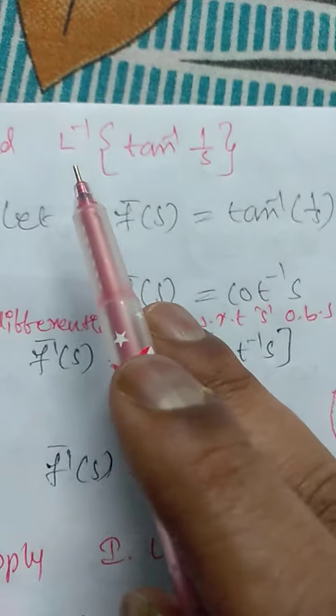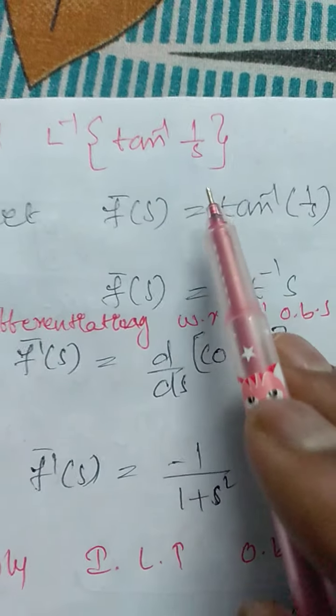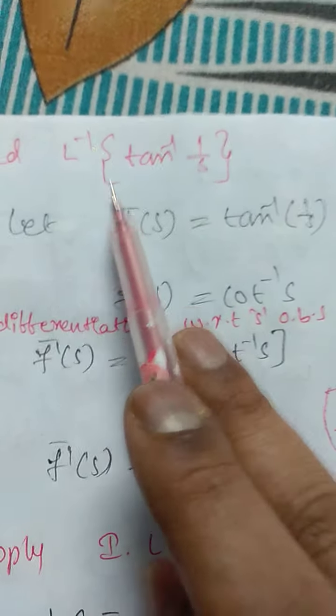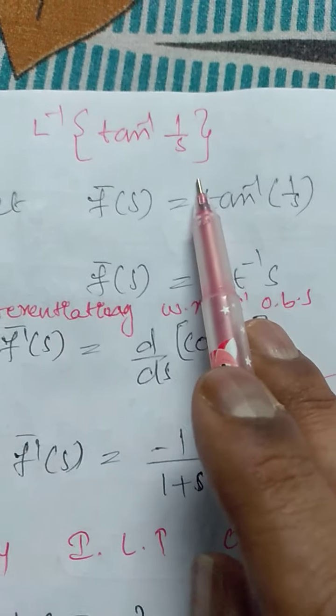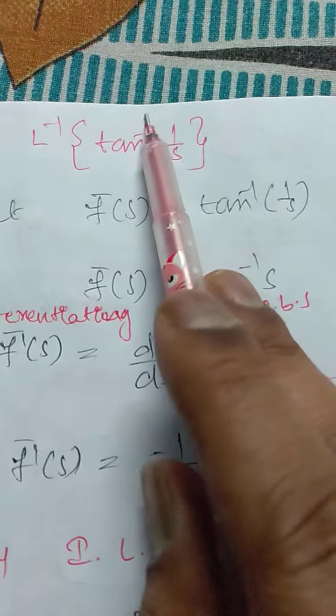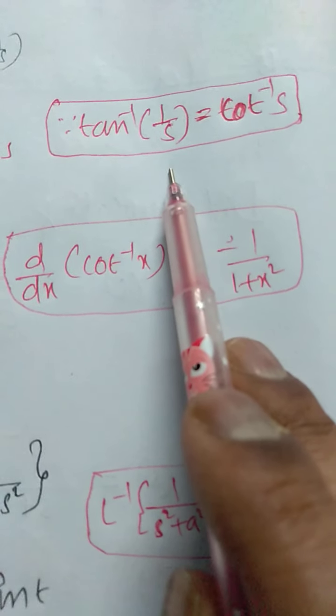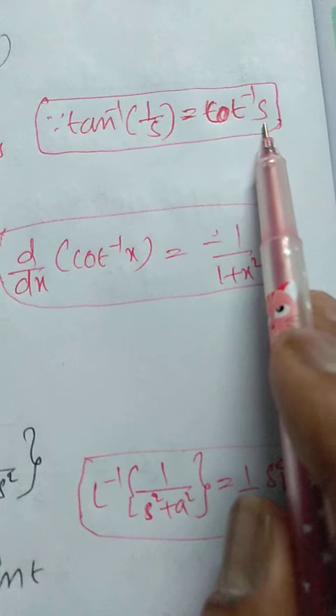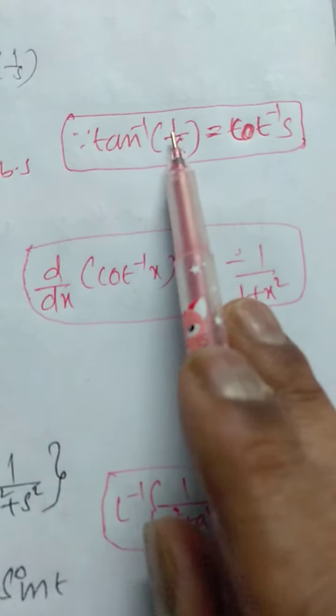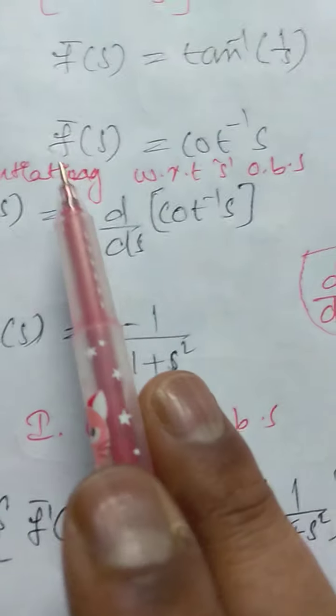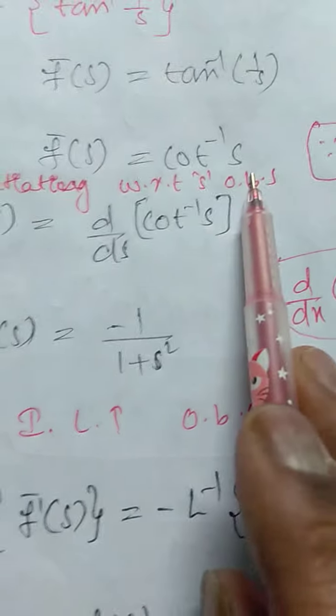Let us discuss another problem. Find L inverse of tan inverse of 1 by s. Find the inverse Laplace transform of tan inverse of 1 by s. First of all, f bar of s is tan inverse of 1 by s. It is in the form of tan inverse of 1 by x, that means cot inverse of x. So we can write tan inverse of 1 by s is equal to cot inverse of s. So f bar of s is equal to cot inverse of s.